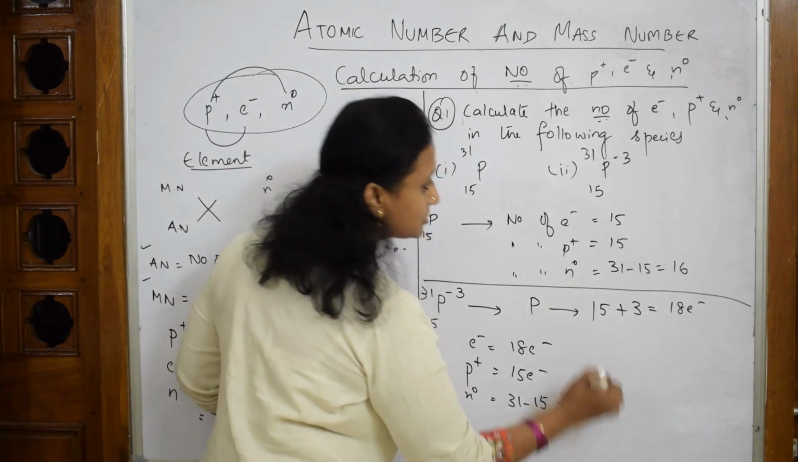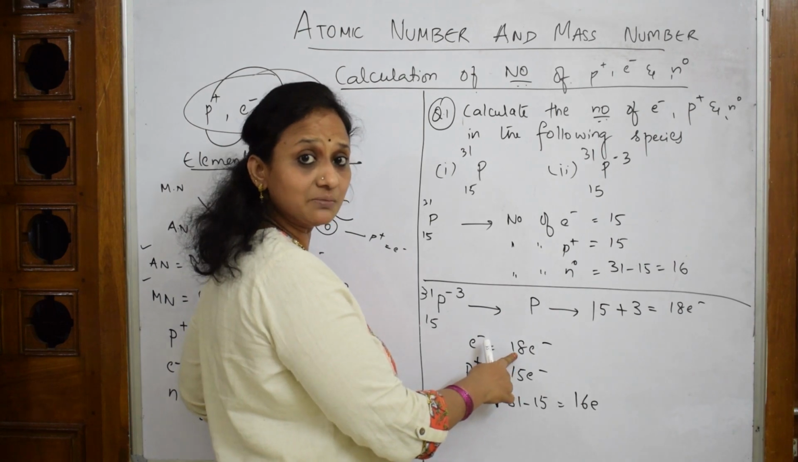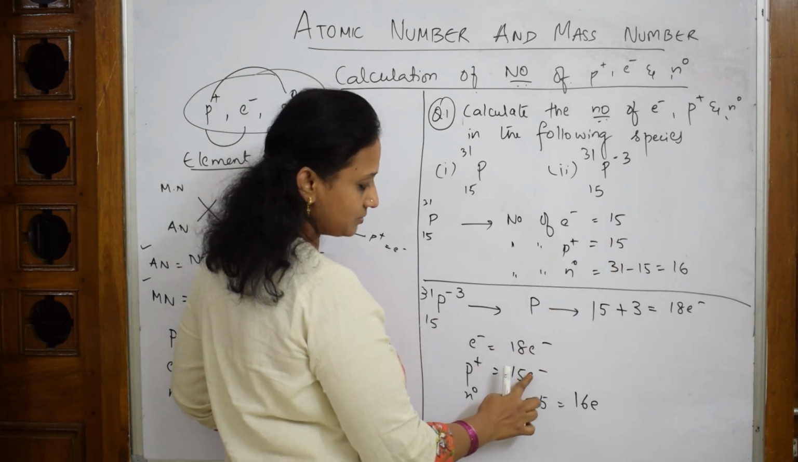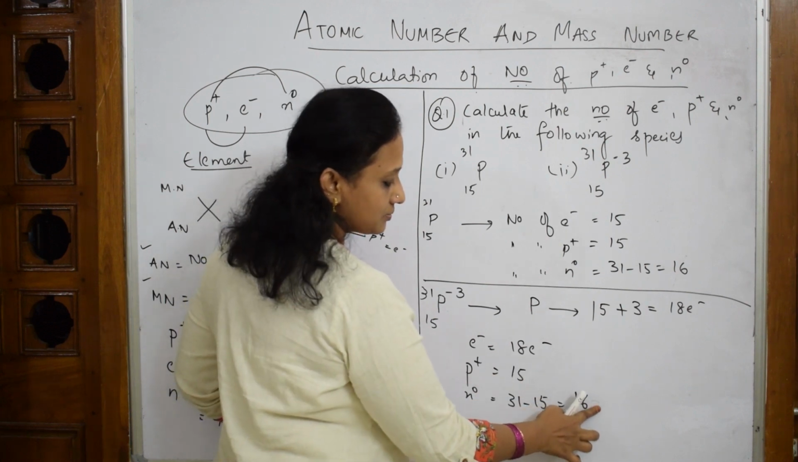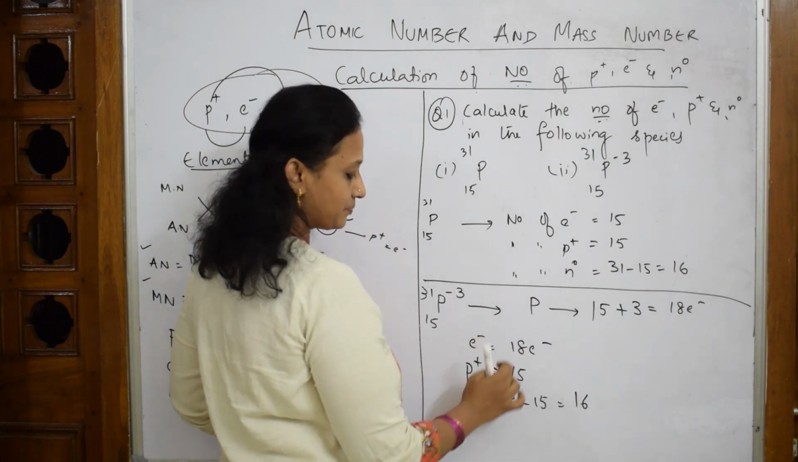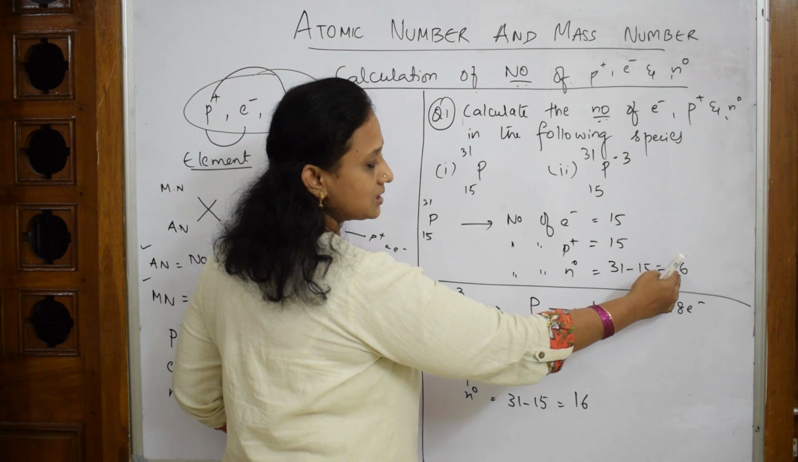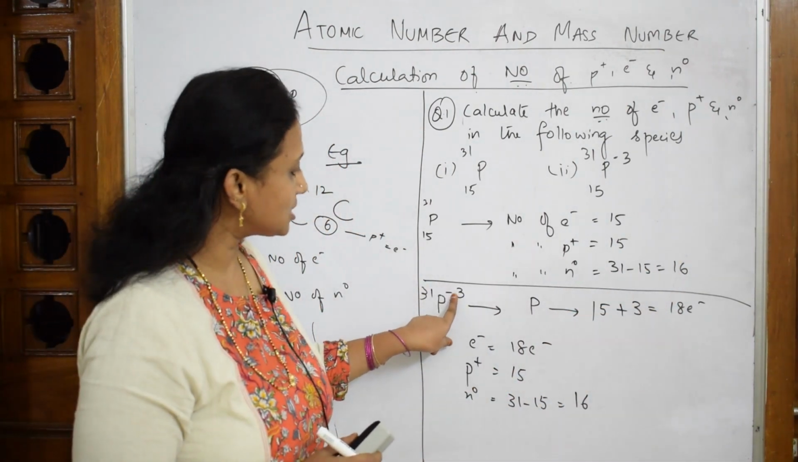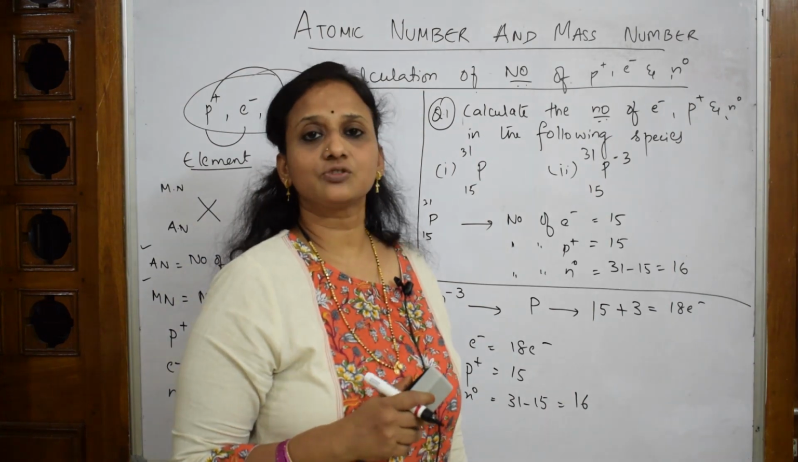Now, let's see the difference. 15 has become 18 because the electrons have added to the outer shell. Next, the protons, 15, are the same. Next comes 16 neutrons, 16 neutrons. The only difference is you need to see the charge and add it to the electrons only.